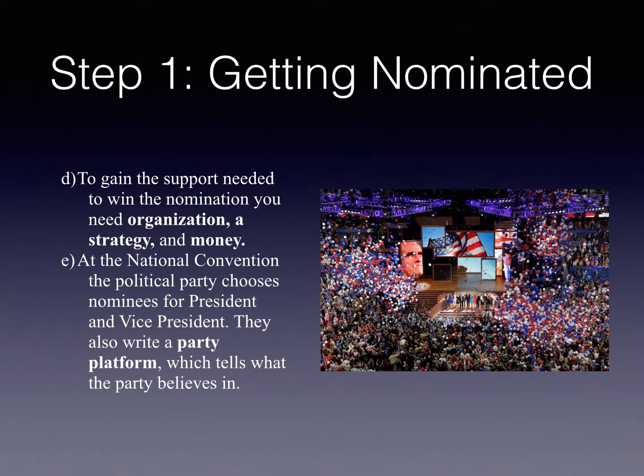At the national convention, at the end of the road, you're going to end up with one Republican and one Democrat left standing. And they are going to be officially nominated at the national convention. Each political party will choose its nominee for president and vice president, and each party writes what's called a party platform, which tells what the party believes in. Okay, so basically, here's what we're standing on. These are the issues that we're going to campaign on.